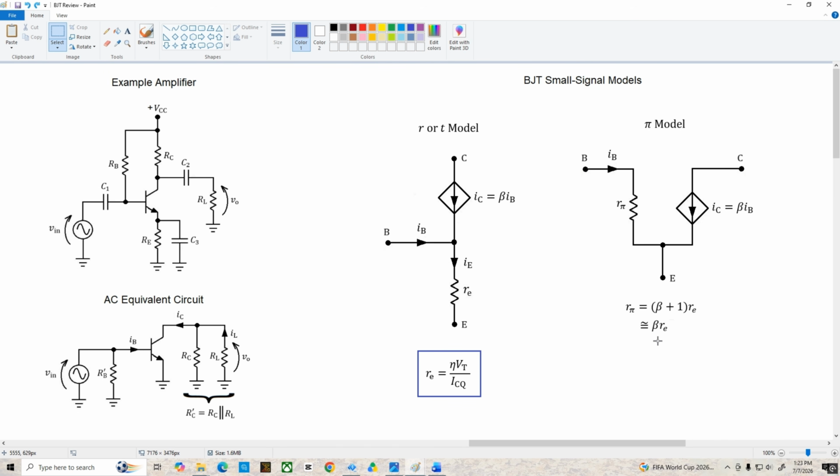So what we could do is substitute either one of these models into the circuit and derive all of the gain equations and so on, but I'm not going to do that here. If you want to see how that's done, you can go back to my previous videos, and you can also see where r pi is derived from little re. But what we're going to do next is just take a quick look at the 3 different amplifier configurations.